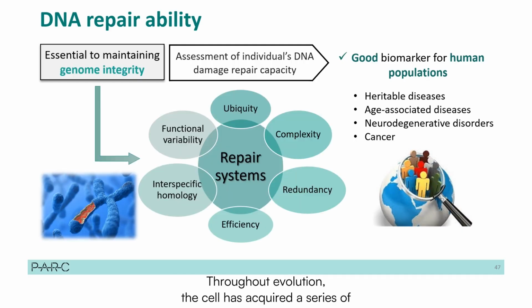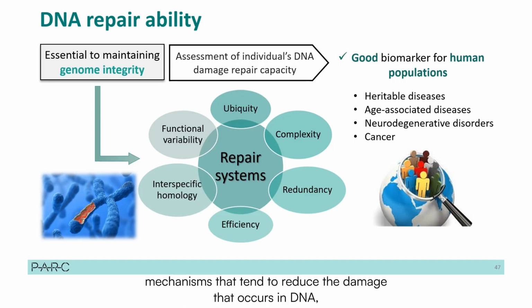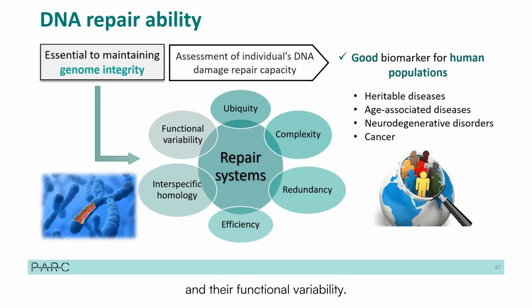Throughout evolution, the cell has acquired a series of mechanisms that tend to reduce the damage that occurs in DNA, all of them aimed at maintaining genomic stability. The main characteristics of repair systems are their ubiquity, high complexity, redundancy, efficiency, interspecific homology, and their functional variability.